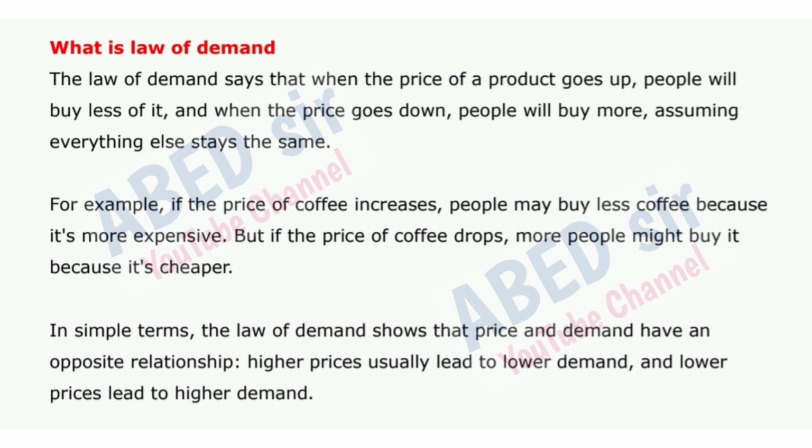For example, if the price of coffee increases, people may buy less coffee because it's more expensive. But if the price of coffee drops, more people might buy it because it's cheaper. In simple terms, the law of demand shows that price and demand have an opposite relationship. Higher prices usually lead to lower demand and lower prices lead to higher demand.